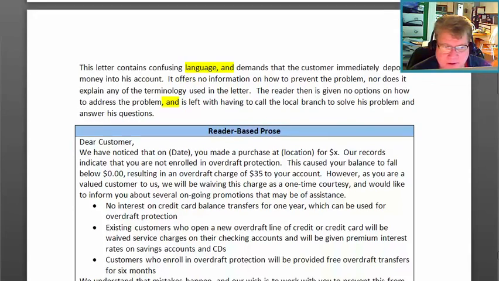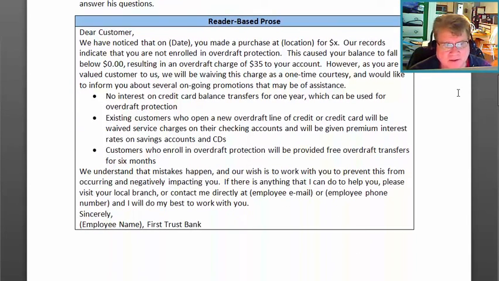Okay, and now here's the transformation. Dear customer, we have noticed that on such a date you made a purchase at blank for X dollars. Our records indicate that you are not enrolled in overdraft protection. This caused your, that's excellent. This caused your balance to fall below zero, resulting in an overdraft charge of $35 to your account. However, as you are a valued customer to us, we will be waiving this charge as a one-time courtesy. No comma. And would like to inform you about several ongoing promotions. Excellent, excellent. And there you kind of kiss and make up there at the end. Really nice.